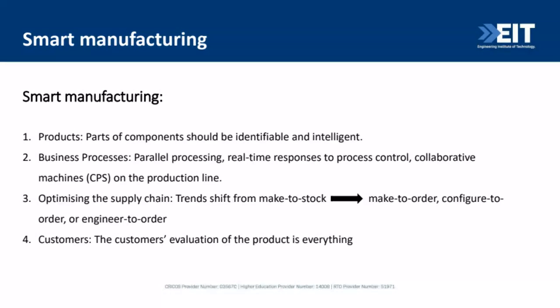It means that if we had before make to stock, so we fabricate the products in our factory, we are fabricating the product, all right? So we say make, and then this product will be stocked to be sold. So stock to be sold, all right? This is the current trend. This should be shifted to either make to order.